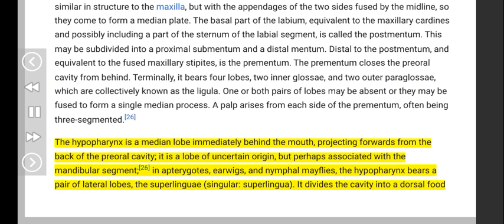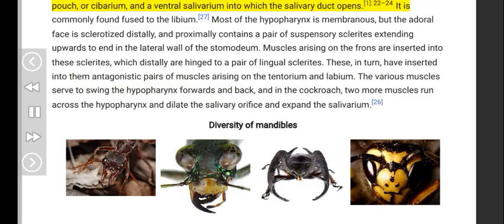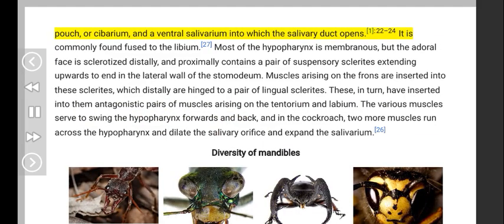The hypopharynx is immediately behind the mouth, projecting forwards from the back of the preoral cavity. It is a lobe of uncertain origin, but perhaps associated with the mandibular segment. In apterygotes, earwigs, and nymphal mayflies, the hypopharynx bears a pair of lateral lobes, the superlinguae. It divides the cavity into a dorsal food pouch, or sitarium, and a ventral salivarium into which the salivary duct opens. It is commonly found fused to the labium.